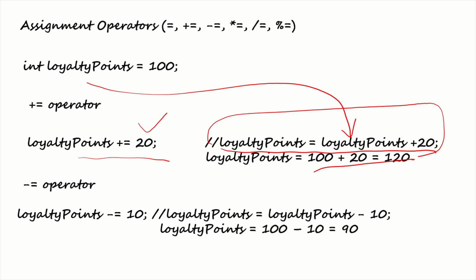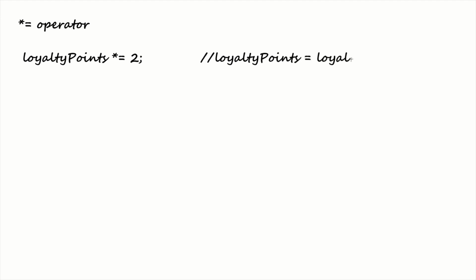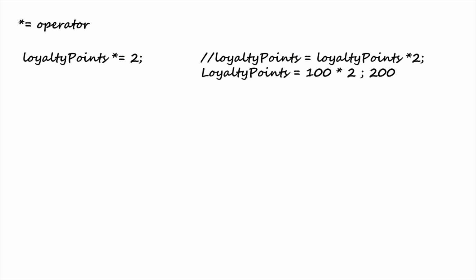And what if I want to double my loyalty points? Think that I got 100 loyalty points and I purchased something, and because of that purchase, my loyalty points get doubled. So how do we make that operation using our programming? We use star equal to, which is nothing but a multiplication compound expression. So we can go with loyalty points star equal to 2, which is nothing but loyalty points times 2 equal to loyalty points. So this will be calculated and stored into loyalty points.